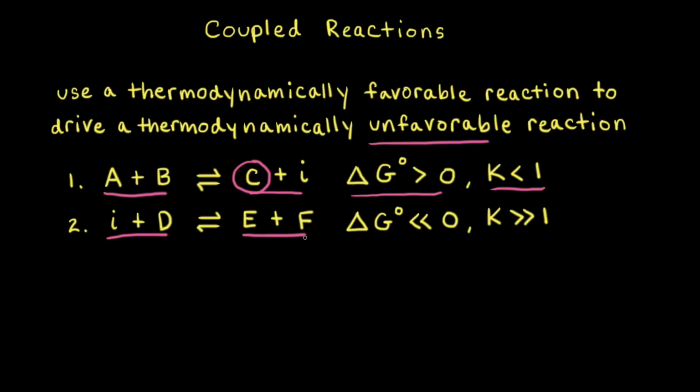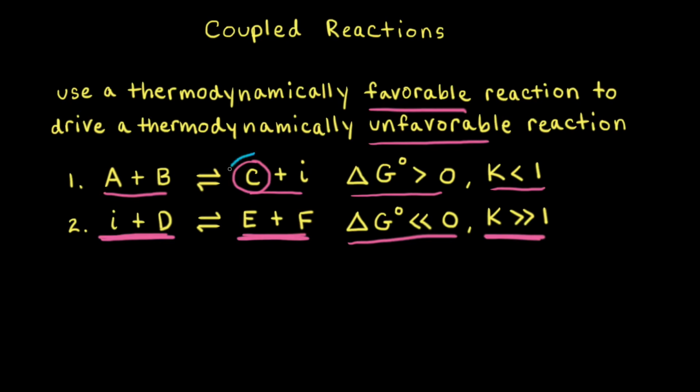For this hypothetical reaction, the standard change in free energy, delta G naught, is much less than 0. Since delta G naught for this second hypothetical reaction is less than 0, reaction 2 is thermodynamically favorable, and at equilibrium, the equilibrium constant K is much greater than 1. If K is much greater than 1, then we can assume that the second reaction essentially goes to completion, so all the I and the D will react together to form E and F, and at equilibrium, there are way more products than there are reactants.